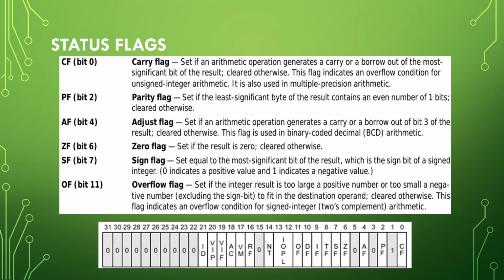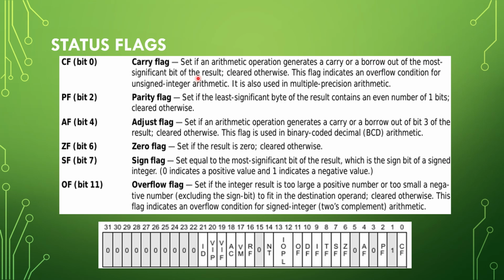Among the 32-bit flags, the various status flags are CF, the carry flag, PF, the parity flag, AF, the adjust flag, ZF, the zero flag, SF, the sign flag, and OF, the overflow flag. CF corresponds to bit 0. It is the carry flag, and it is set if an arithmetic operation generates a carry or borrow out of the most significant bit.